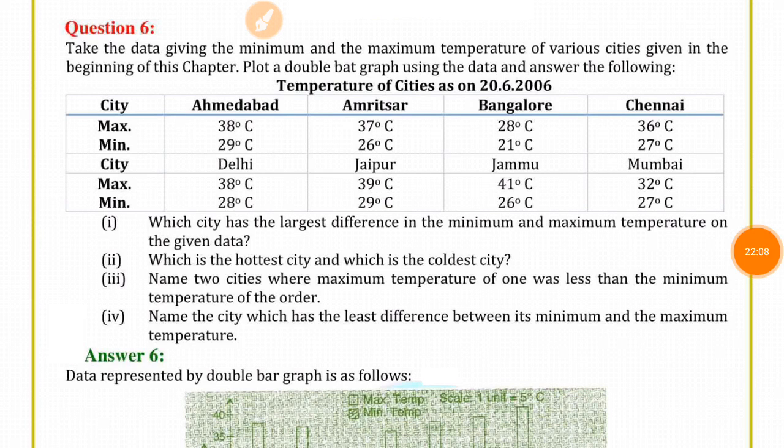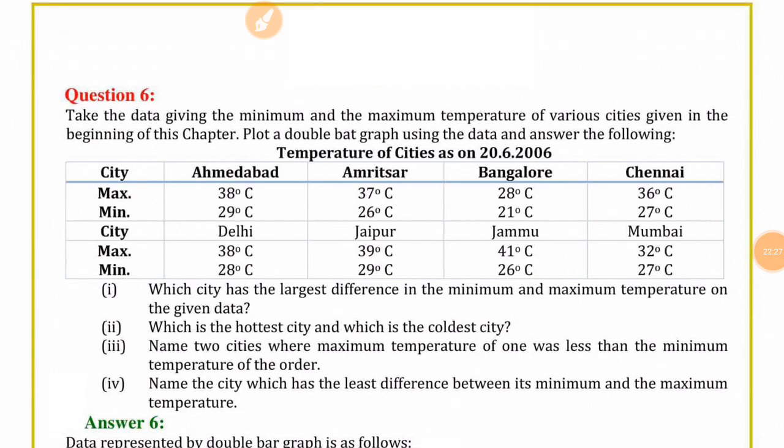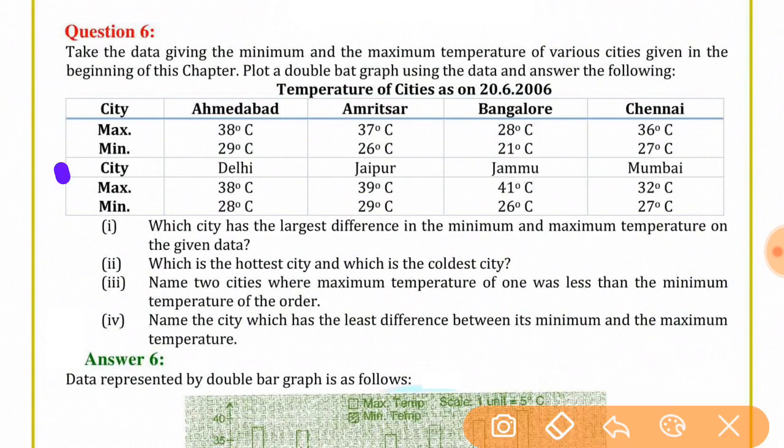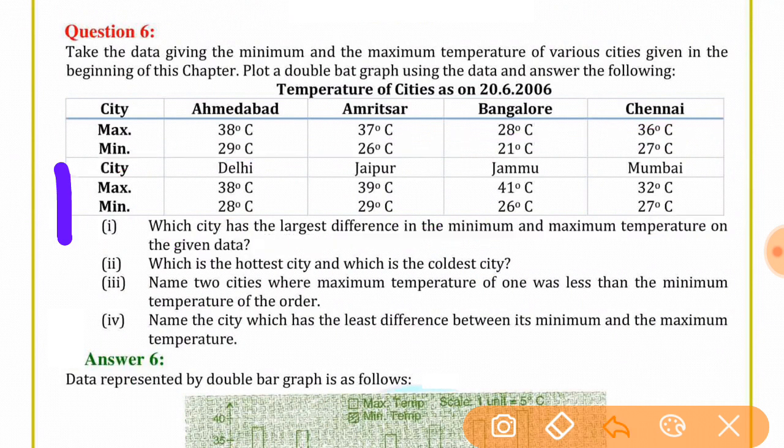So next question: take the data giving the minimum and maximum temperature of various cities given in the beginning of this chapter. Plot the double bar graph using the data and answer the following. See, this table shows only one part because there is no space here, that's why they made it like this. This is also the continuation of this table. Okay, don't get confused. So minimum and maximum is the double bar graph. Maximum and minimum you have to do.